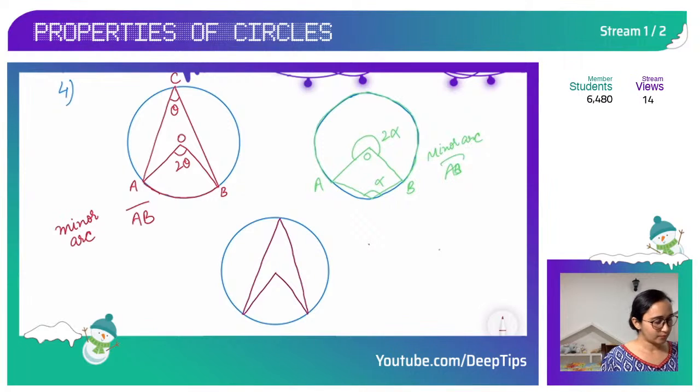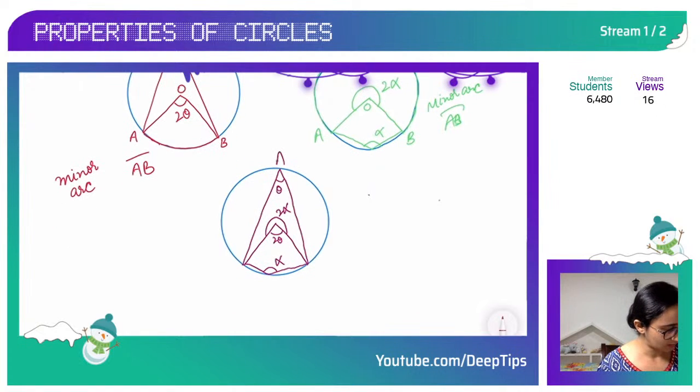Okay, and for my major arc I use this part. So for minor, this is my 2 theta, and this is my theta. And when I constructed my major arc, I took this 2 alpha and I took this alpha. Now let's mark the points A, B, C, D. I am naming it something like this. Let me make it a little neater.